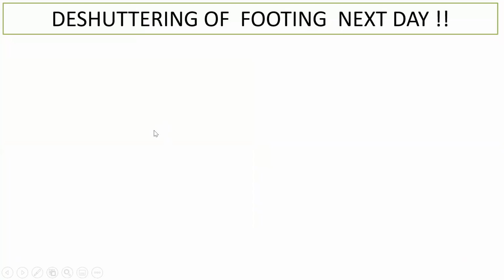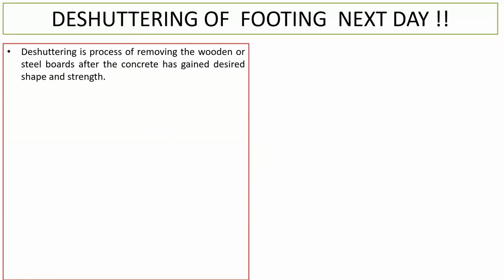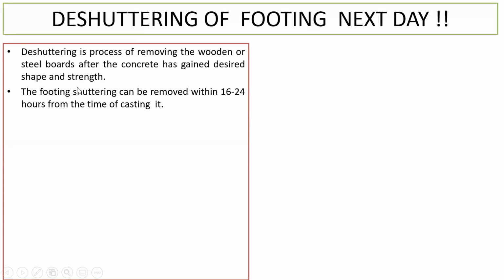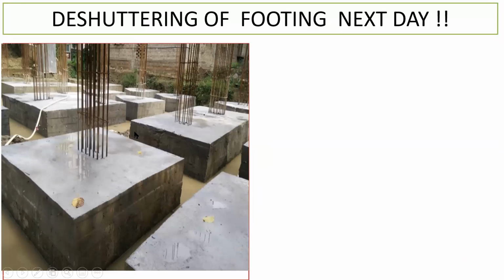So once the footing is casted, the next thing is de-shuttering of the footing. So what is de-shuttering? De-shuttering is a process of removing the wooden or steel board after the concrete has gained desired shape and strength. The footing shuttering can be removed within 16 to 24 hours from the time of casting it. So this is how it looks like.